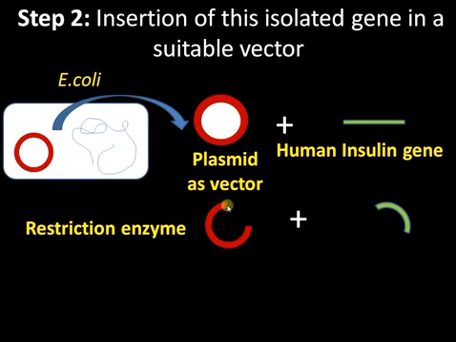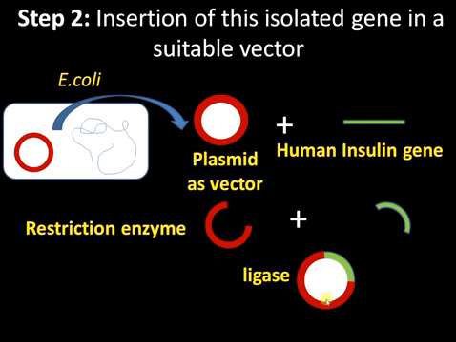So first of all, we need to make a cut in the vector using a restriction enzyme. Restriction enzymes are enzymes that are capable of making internal cuts at specific sites in a DNA molecule. So we need to incorporate our insulin gene into this vector. What we did was I made a cut using restriction enzyme, and now I have incorporated my insulin gene into the vector, and I seal the cut ends with the enzyme ligase.